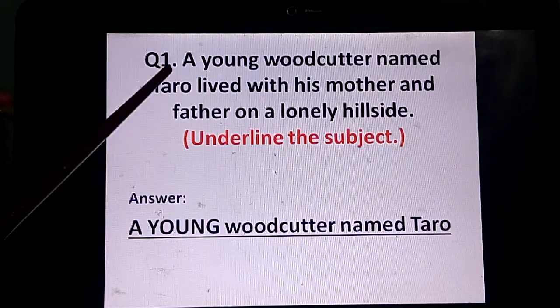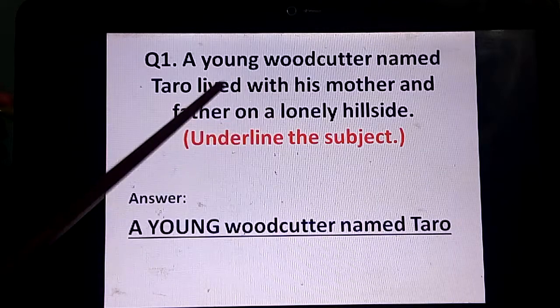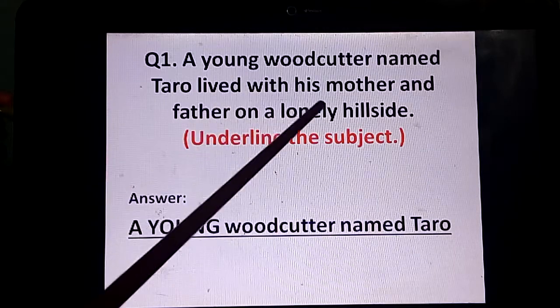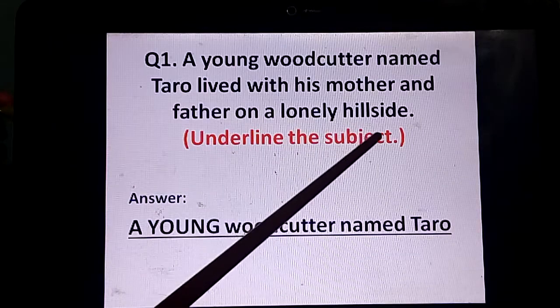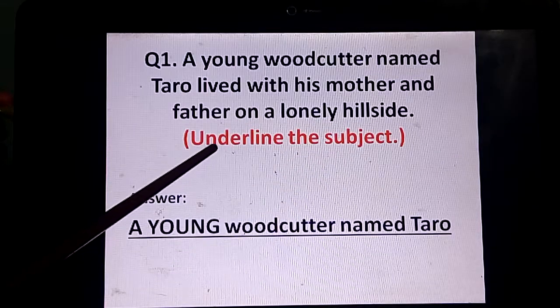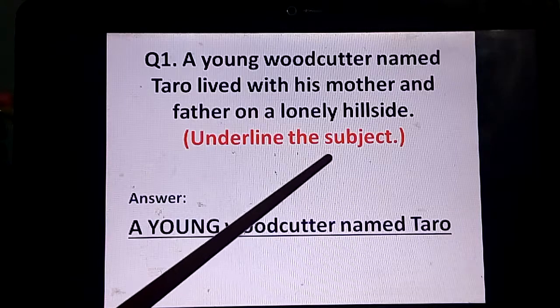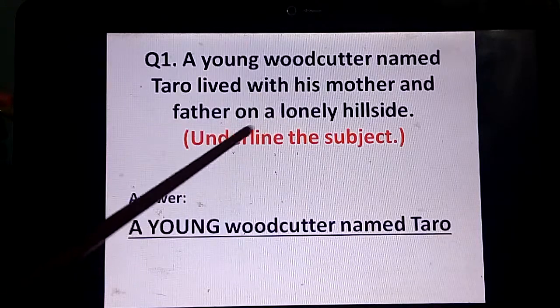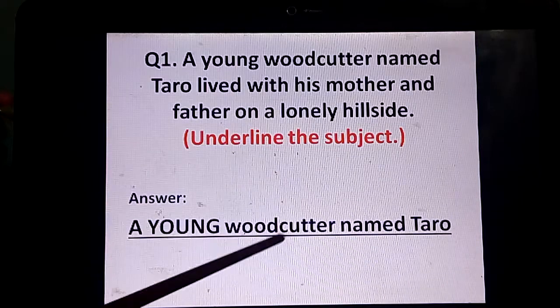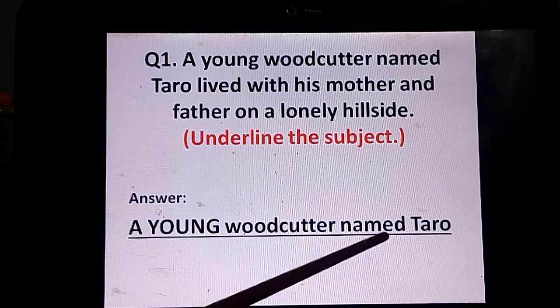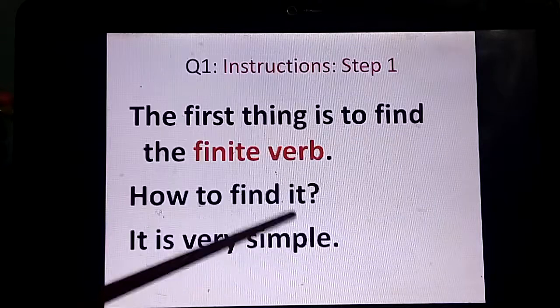Okay, so the first question was, a young woodcutter named Taro lived with his mother and father on a lonely hillside. And the question was, underline the subject. So this sentence was given and you were asked to underline it, right? And the answer is, a young woodcutter named Taro. How did we reach this answer?